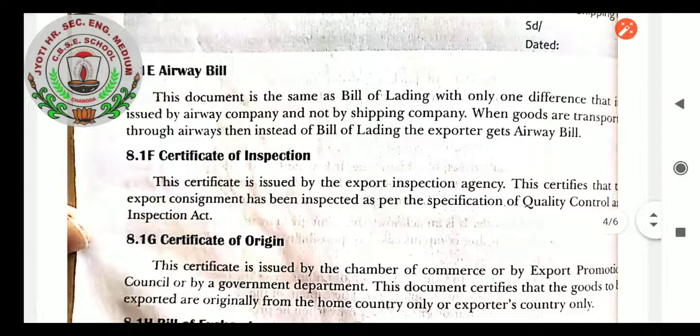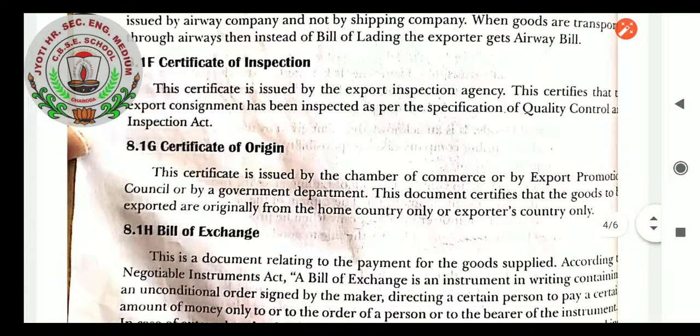Certificate of inspection, this is also an important document. Before export, the exporter has to get the goods inspected by the Export Inspection Agency. So this certificate is issued by the Export Inspection Agency. It certifies that the export consignment has been inspected as per the specification of the Quality Control and Inspection Act.